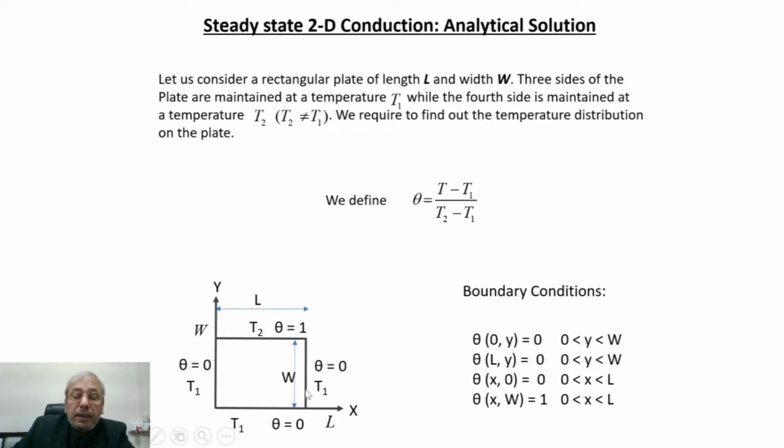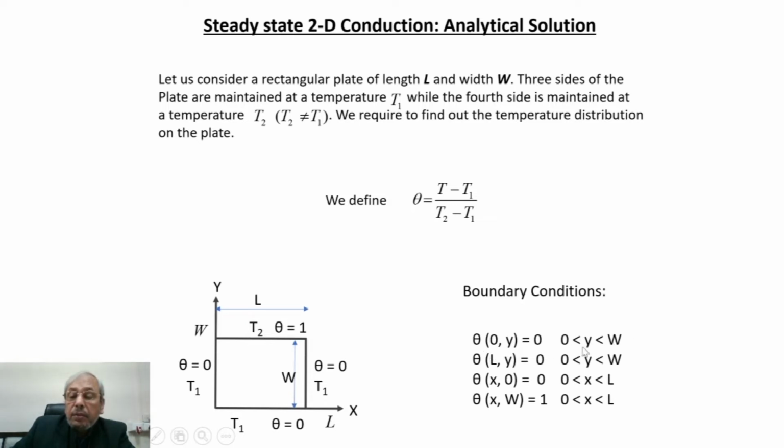Theta 0, y, all along y at x equal to 0 is 0. Theta at L, y is 0. Theta at x, 0, the bottom side, is 0, and theta at x, W at the top is 1. So these are the boundary conditions.